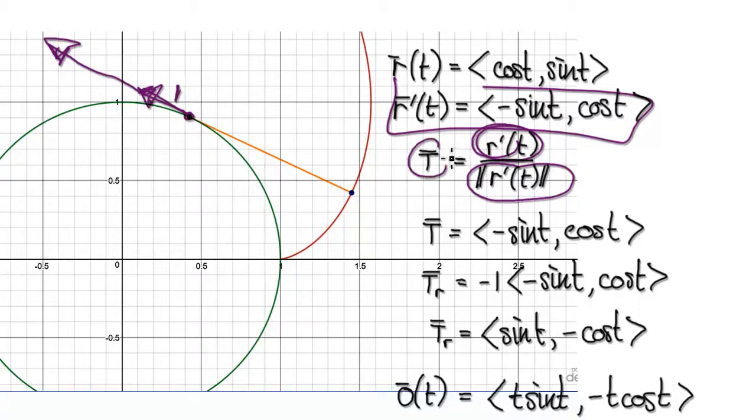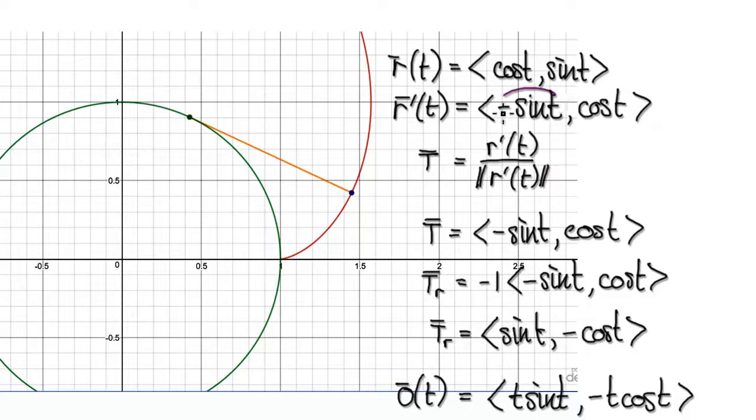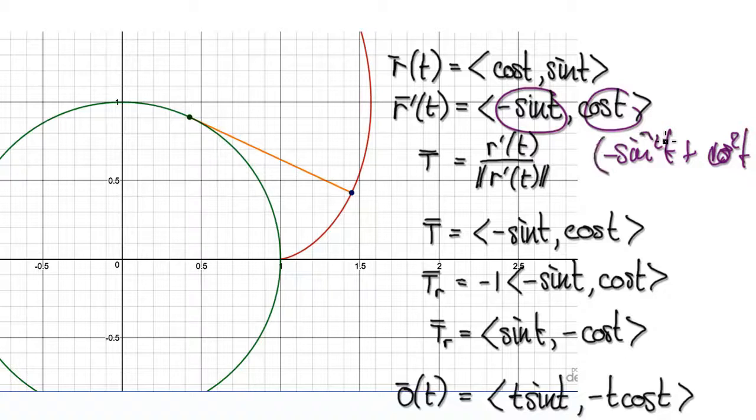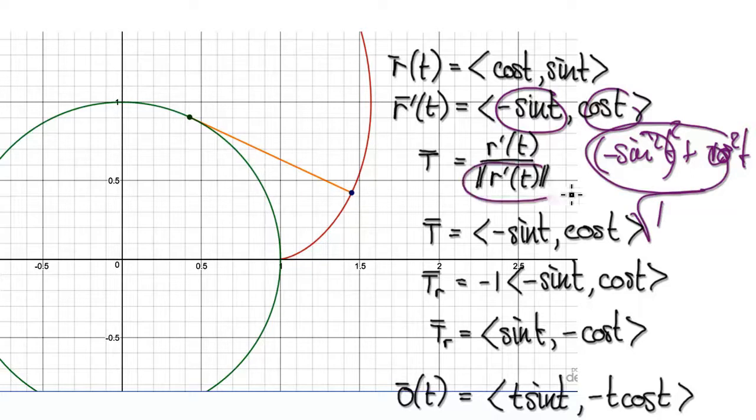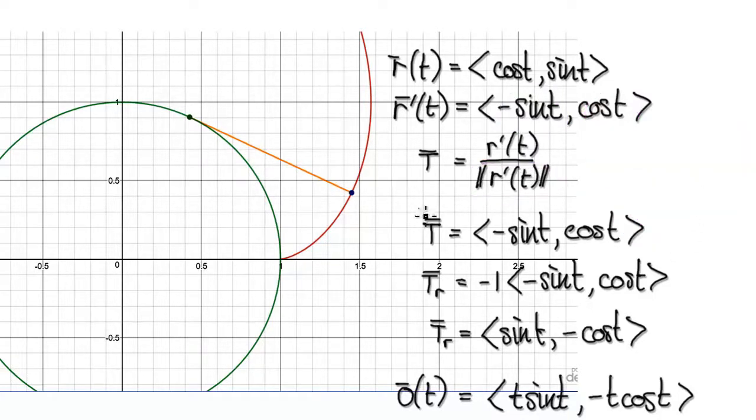So to obtain our unit tangent, divide by the magnitude of our tangent. So the magnitude would be this thing squared plus this thing squared, cos squared t. You've got a minus here, so you can think of it like this. So this thing here would be 1, and then you square root it to obtain its magnitude, which will be 1. So our unit tangent would be this.